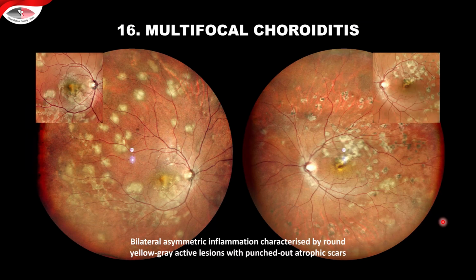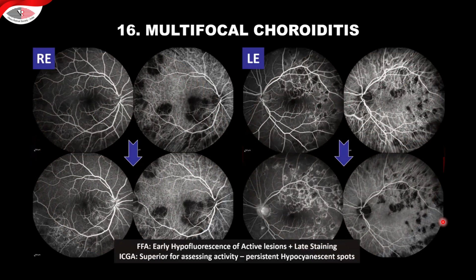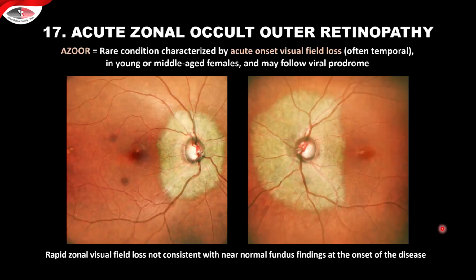They are not connected like the serpiginoid type of them. Bilateral asymmetric inflammation characterized by the yellow-gray active lesions and punched out atrophic scars. Once again, on the FA, you will see all those lesions much better defined with early hypo and a late hyper on the FA, and the ICG will show you these dark areas suggesting that there is activity to these areas.